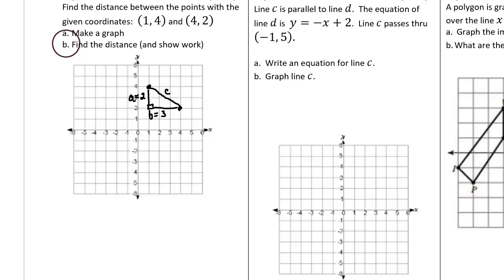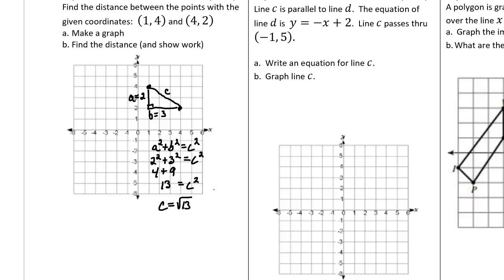So here in question B it says find the distance, show the work. The work that we have to show is the Pythagorean theorem. A squared plus B squared equals C squared. Fill in the 2 and the 3. This becomes 4 plus 9, which is 13, and that's equal to C squared. Now take the square root to get the letter C alone. That's how long it is between the two dots.